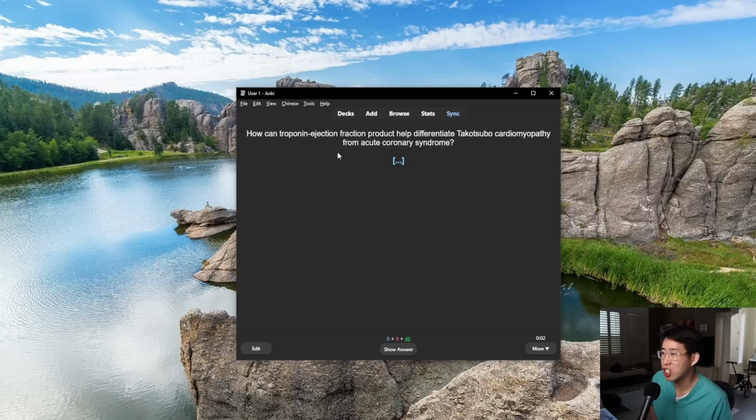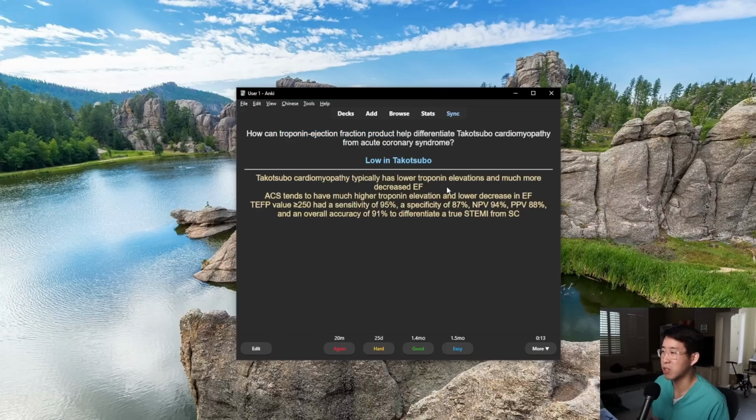How does the troponin ejection fraction product help differentiate takotsubo cardiomyopathy from acute coronary syndrome? And this is something that's actually published in the literature. There's this thing called the troponin ejection fraction product, and it's low in takotsubo. That's because these takotsubo patients tend to have very low EF, but they don't have a consequent very high elevation in their troponin like you would see in ACS. So a troponin ejection fraction product value of greater than 250 had a sensitivity of 95% and a specificity of 87% to differentiate a true STEMI from stress-induced cardiomyopathy.